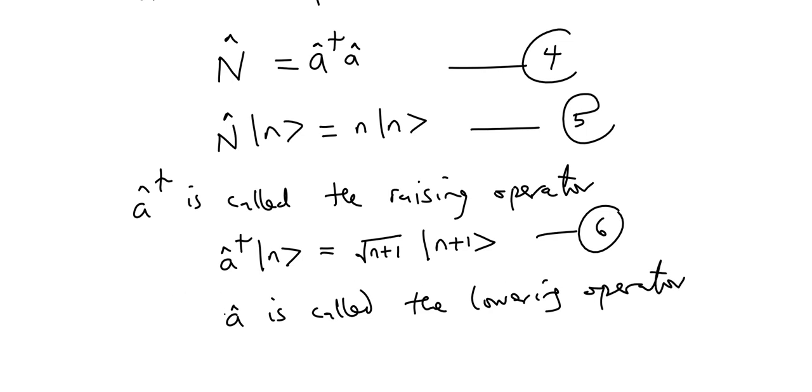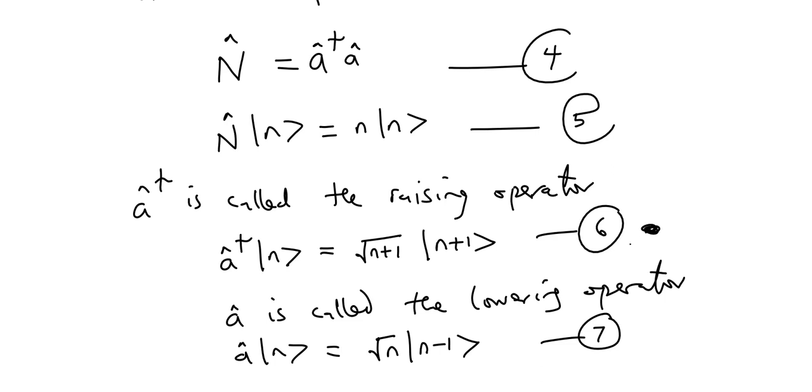Okay, so when it acts on a state, it reduces the state by a step. When it acts on a state, you have a constant, and the state is reduced by 1. This is the reason why this a is called the lowering operator, because it lowers the state, and this is called the raising operator because it increases the state by 1.